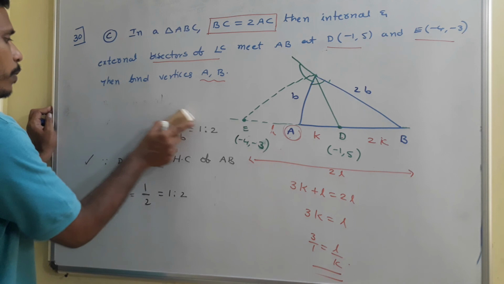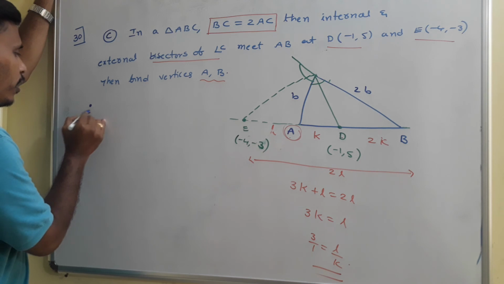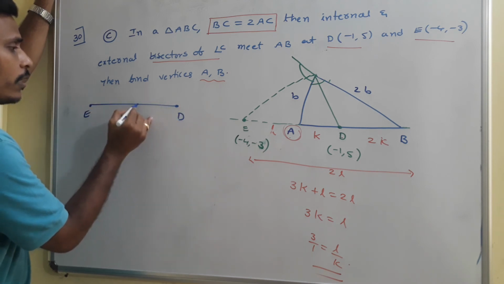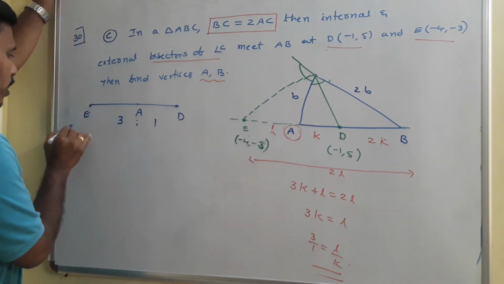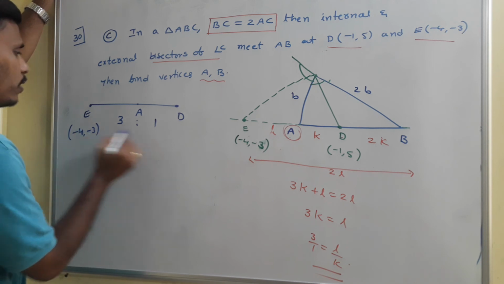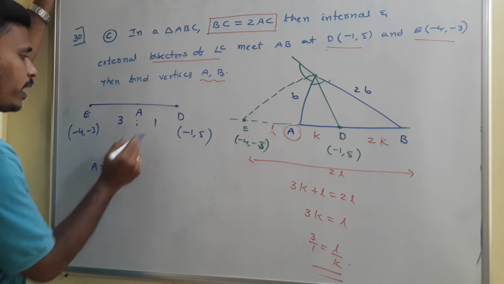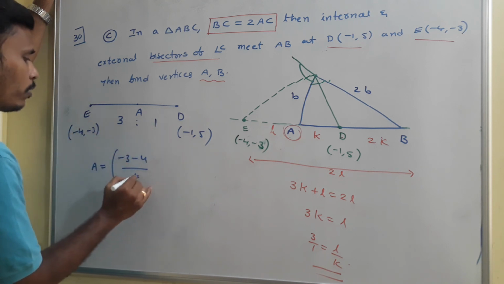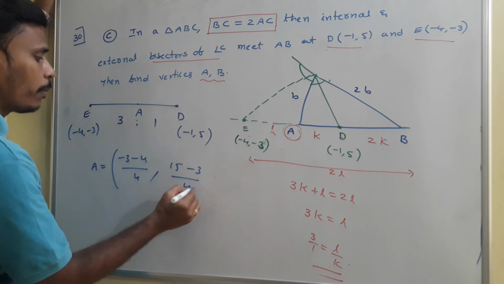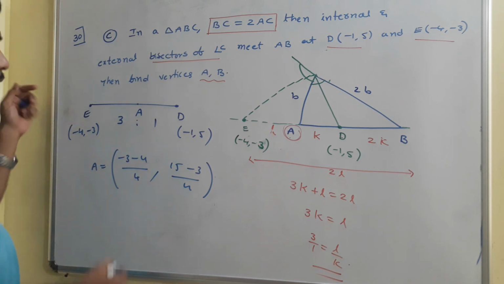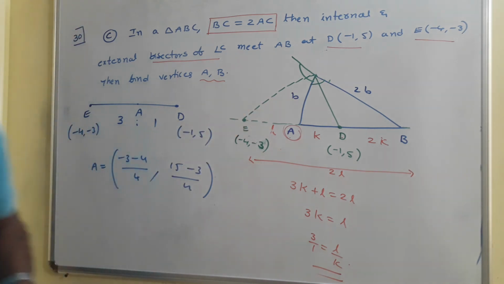Okay, I am erasing this for the space. If you just have a look at what we have at the end: this is E, this is D, this is A, L is to K is 3 by 1, so this ratio is 3:1. E, I have minus 4 comma minus 3. D, I have minus 1 comma 5. So find A: m x2 minus n x1 by m minus n... 3 into 5 is 15, 1 into minus 3 by 4, and that will give you the answer A. What is that? Minus 7 by 4 comma 3. So A is clear. Now to find B, again use the same logic.